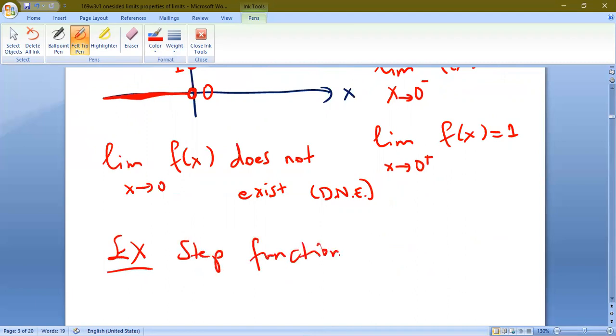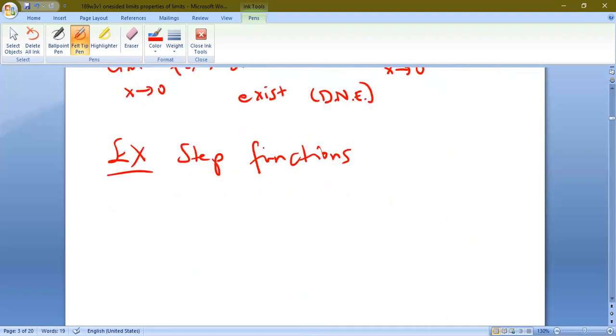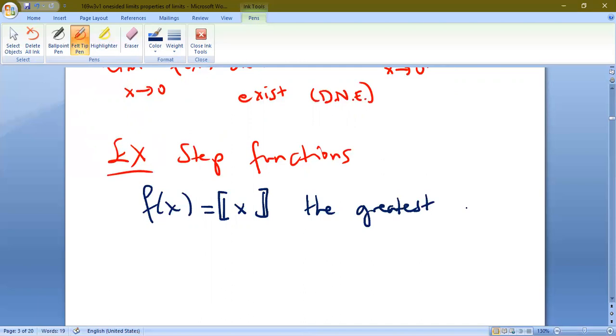Again, these are going to be very important in the integration. For instance, we can have this function f of x equals this notation. This function means the greatest integer smaller than x.